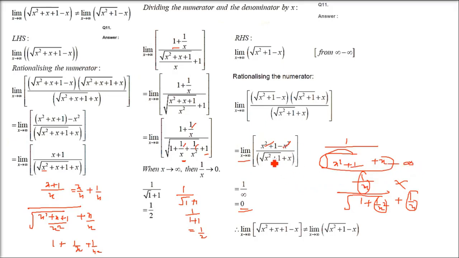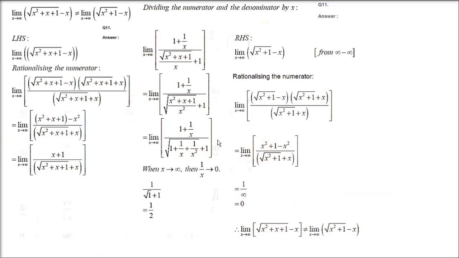This is not equal to the left hand side, which is half. The final thing is 1 by x square, we are putting x as infinity, 1 by infinity is 0. So half and 0 are not equal. That is, left hand side is not equal to right hand side.